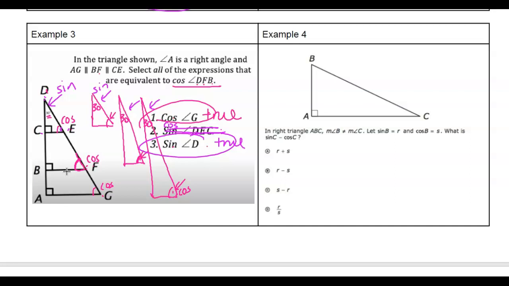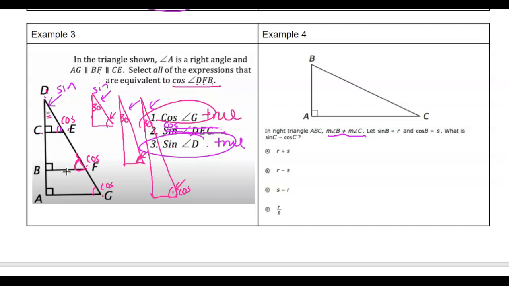This is a little tricky. I saw this on a released state exam for the course, and so I thought this is kind of interesting. Let's just do this one together. So they give us right triangle ABC, and they tell us that these 2 angles are not equal to each other. And I would assume that anyway, so that's all right. That's what that means. So it says, let the sine of B equal R, and let the cosine of B equal S. What is the sine of C minus the cosine of C? And it's like, oh my goodness, what are they talking about?